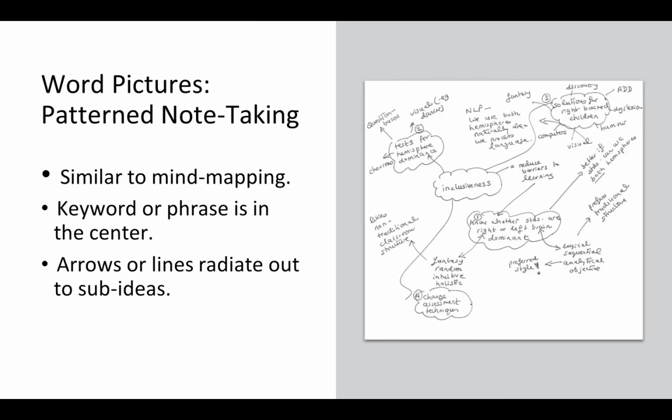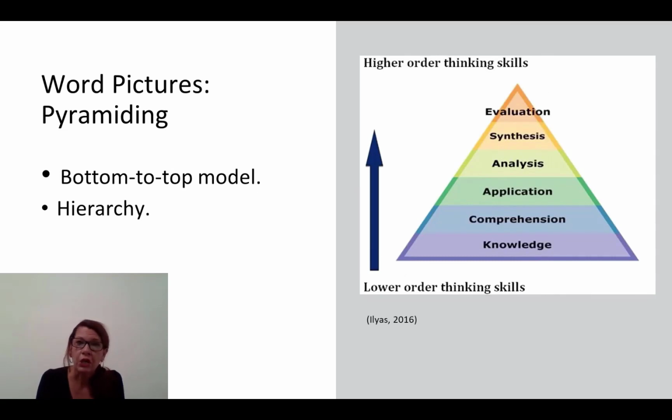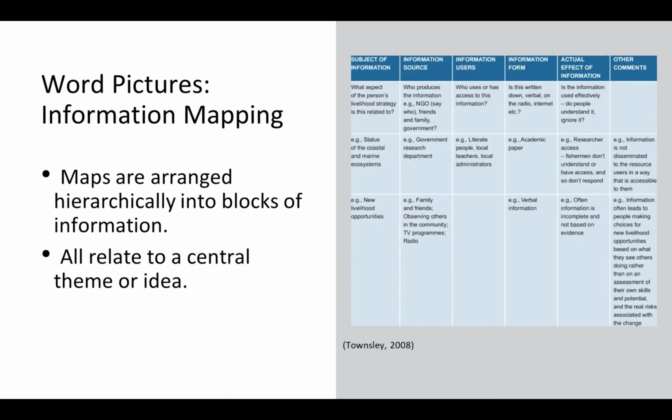Pattern note-taking is also similar to mind mapping. A key word or phrase is in the center of a space, and arrows or lines radiate out to show sub-ideas and relationships. Pyramiding shows levels of ideas in a graphic way, using a bottom-to-top model in a hierarchical manner. An example of pyramiding that we are familiar with is Bloom's taxonomy. Finally, in information mapping, maps are arranged hierarchically into blocks of information. All the blocks relate to a central theme or idea.